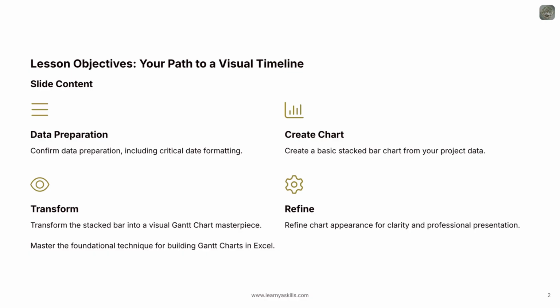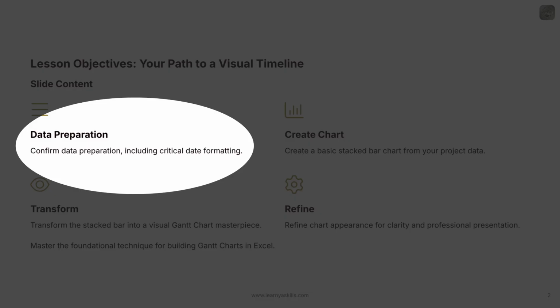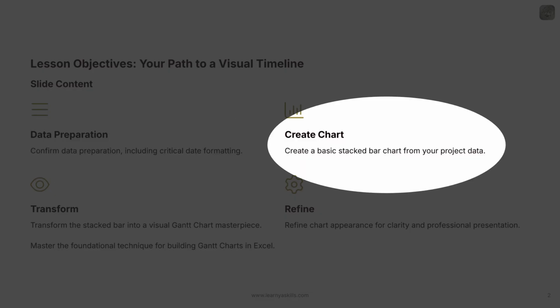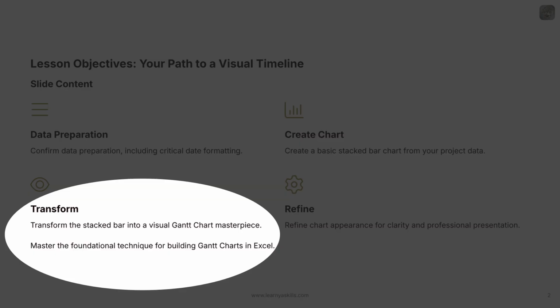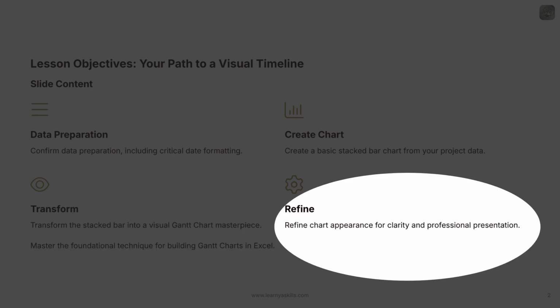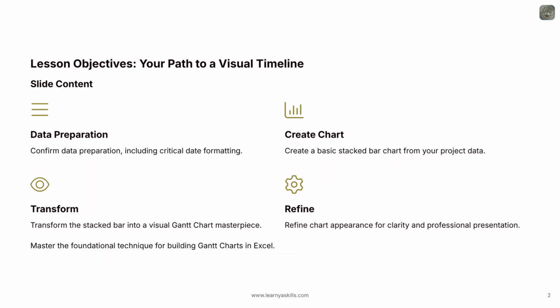By the end of this lesson, you'll be able to achieve several clear objectives. First, you'll confirm the critical data preparation steps, especially the unique date formatting needed for this method. Second, you'll confidently create a basic stacked bar chart using your project data. Third, and perhaps most excitingly, you'll learn to transform that raw stacked bar chart into a recognizable, visual Gantt chart masterpiece. Finally, you'll apply essential formatting adjustments to refine its appearance for professional presentation. This journey will solidify your ability in building Gantt charts in Excel, a vital skill for your project time management.